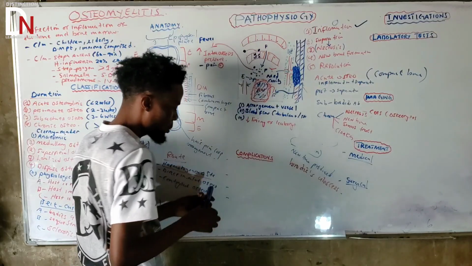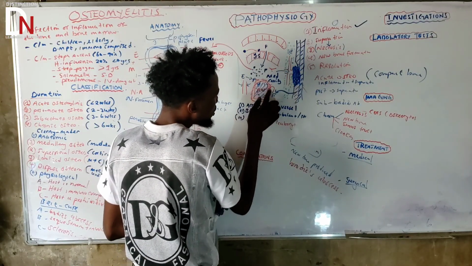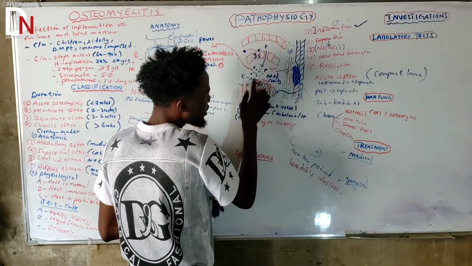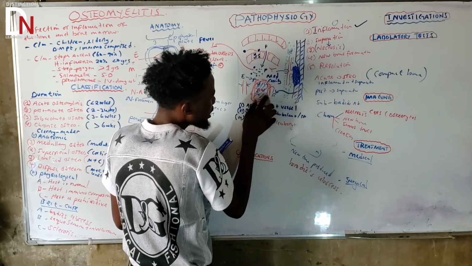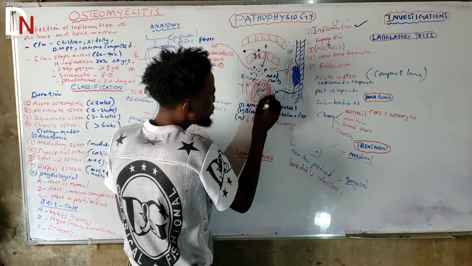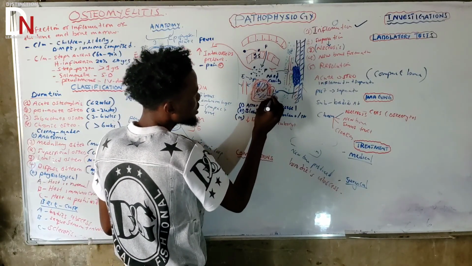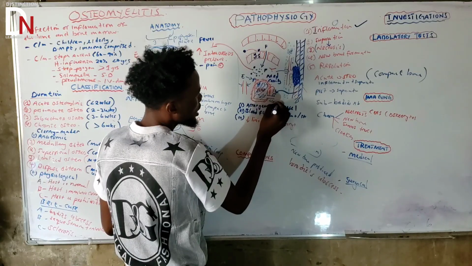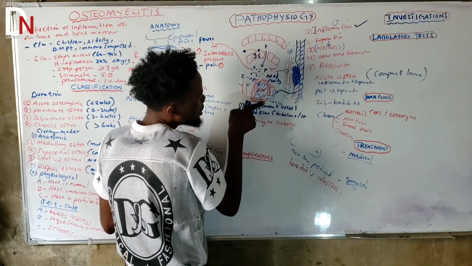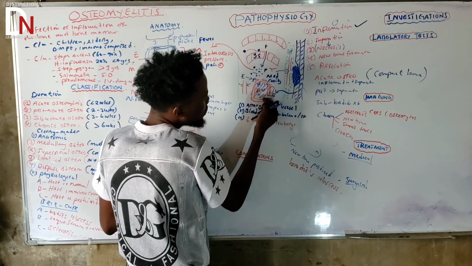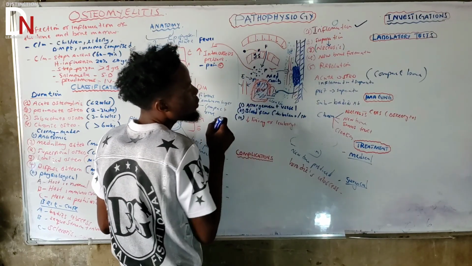Why do you think this is going to happen? The involucrum, the bone that was surrounding that, is going to break and form a tract like that. Why do we call this a tract? We call it cloaca. Cloaca is just the passage through the involucrum up to the sequestrum. That's the passage which we call cloaca.